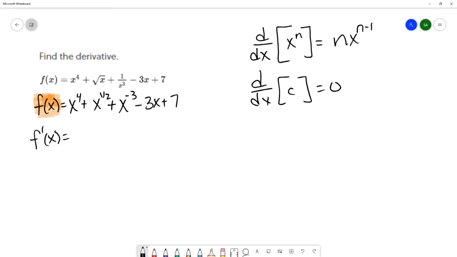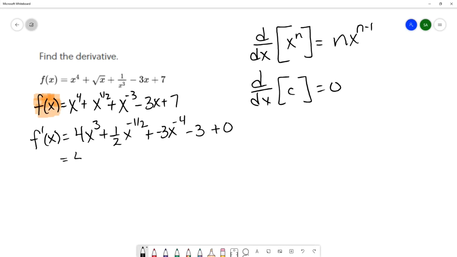The derivative of x to the fourth is 4x cubed. The derivative of x to the 1/2 is 1/2 x to the negative 1/2. The derivative of x to the negative 3 is negative 3 x to the negative 4. The derivative of 3x is 3. So I've got a minus 3, and the derivative of 7 is 0.